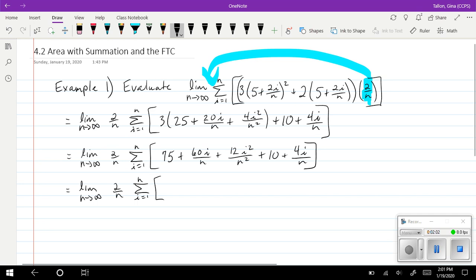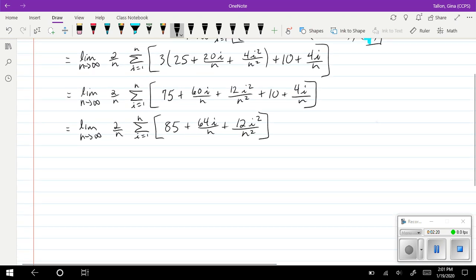Let's see what we have. 75 plus 10 is 85. 60i over n plus 4i over n is going to give us a positive 64i over n. And then the 12i squared over n squared stays right where it is.